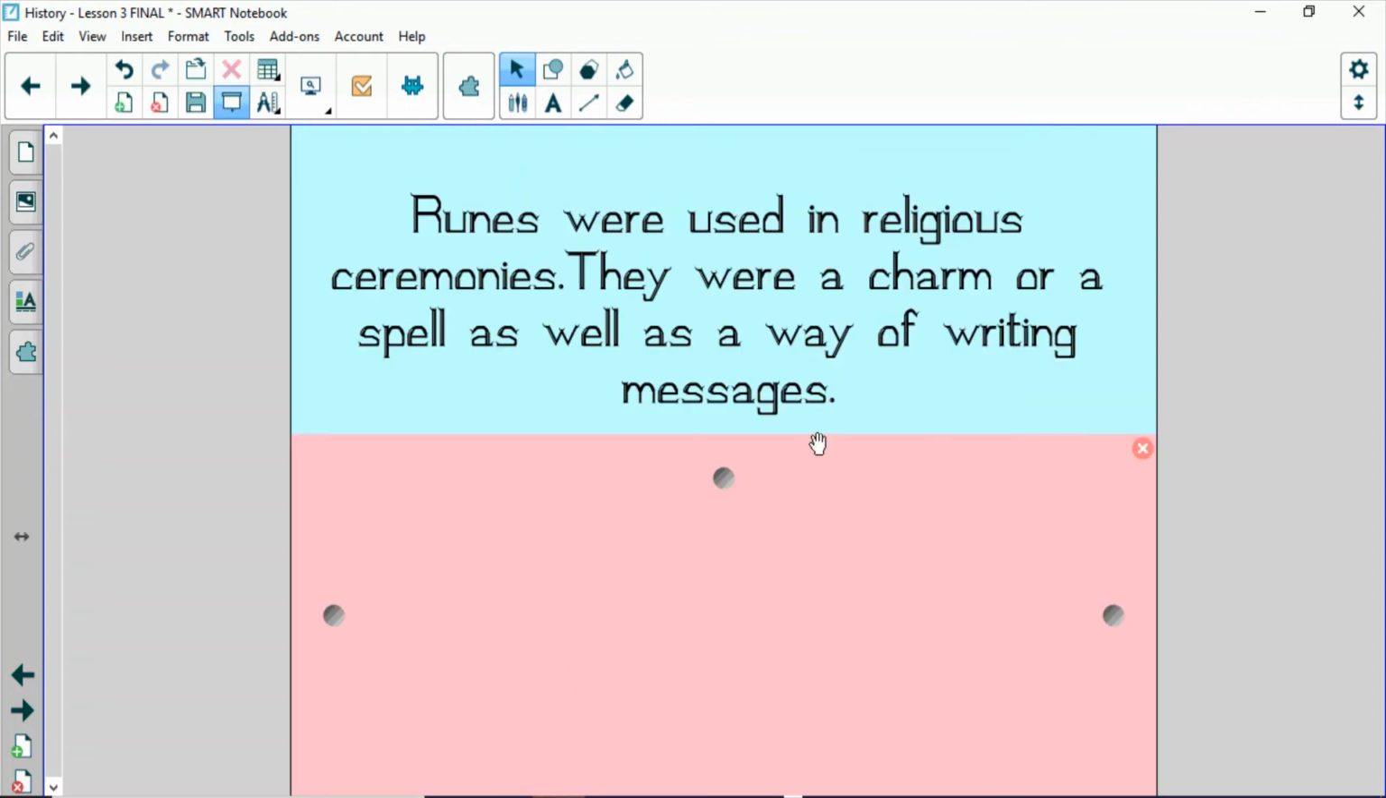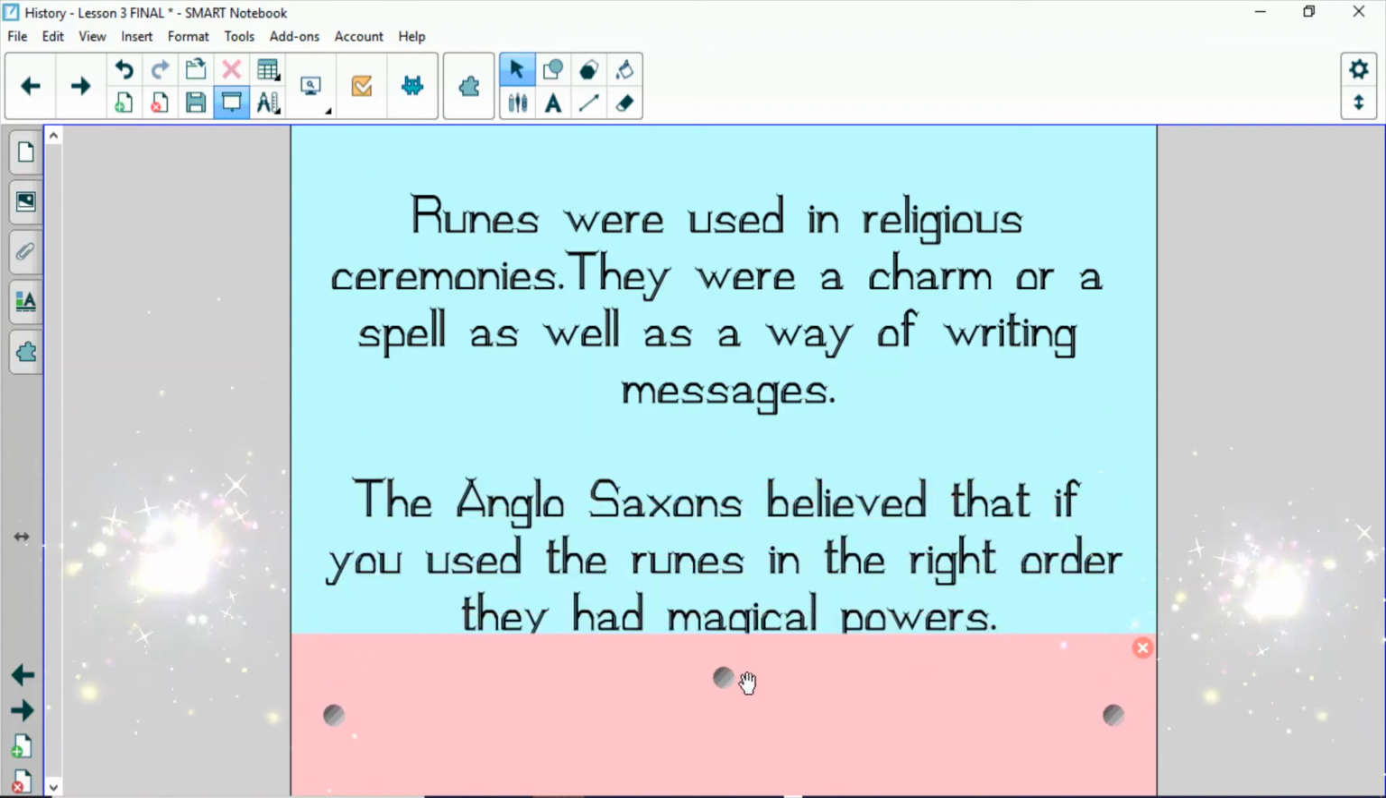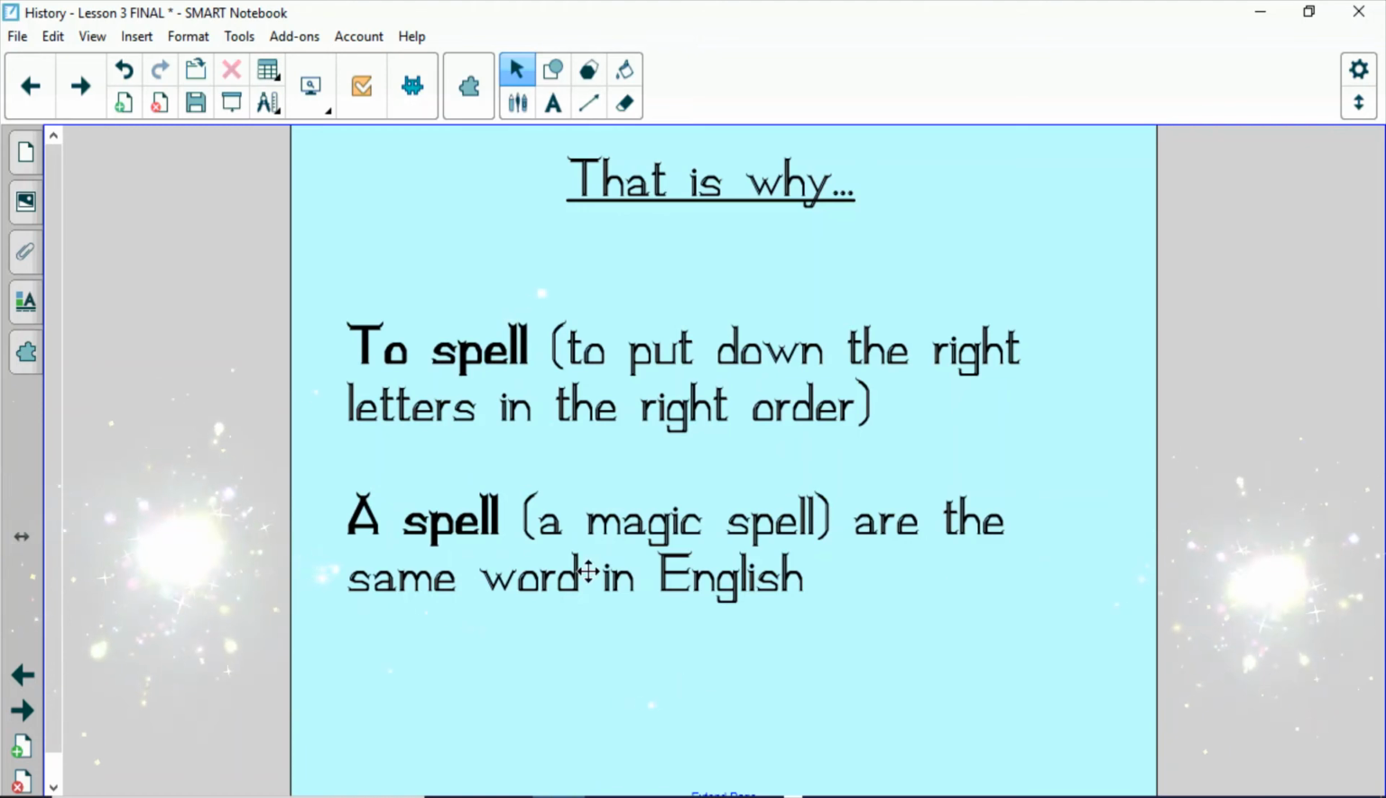Now, runes were used in religious ceremonies. They were a charm or a spell, as well as a way of writing messages. The Anglo-Saxons believed that if you used the runes in the right order, they had magical powers. Now, that's why we have the phrase to spell, like in English, when you put down the right letters in the right order, and a spell, which is a magical spell, are the same word in English. So they're exactly the same word.